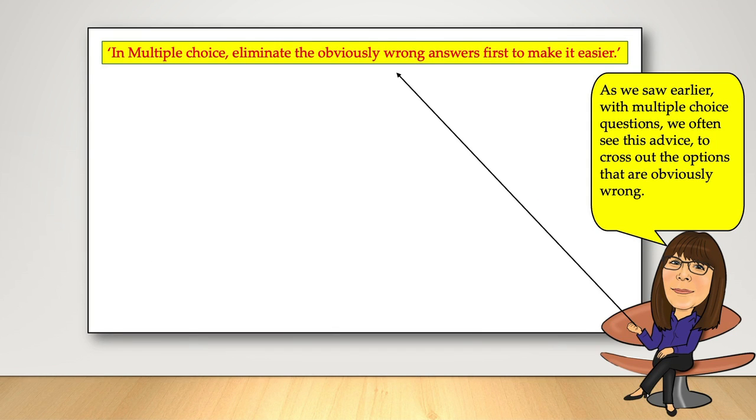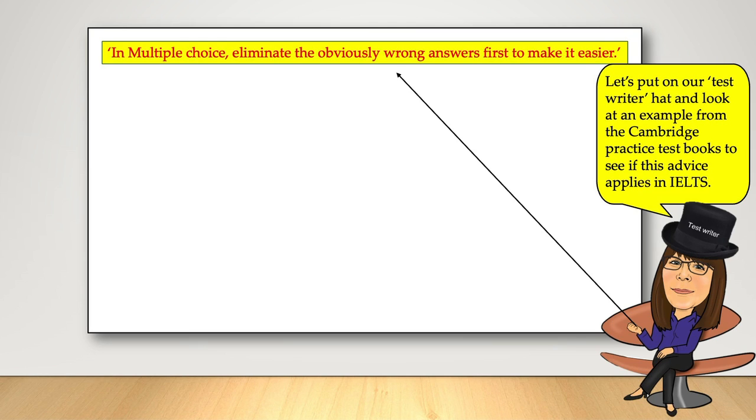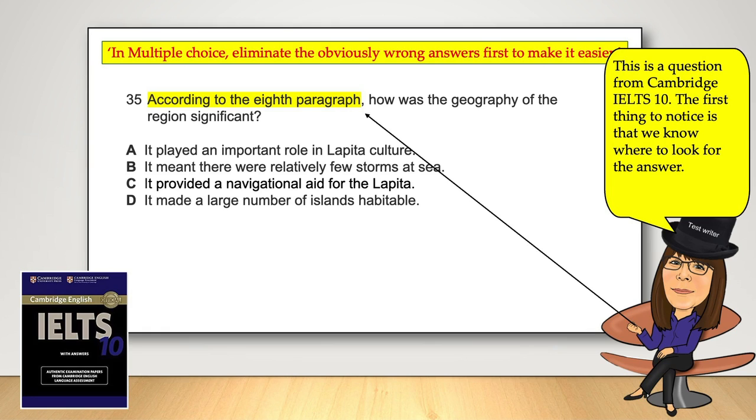As we saw earlier, with multiple choice questions, we often see this advice to cross out the options that are obviously wrong. Let's put on our test writer hat and look at an example from the Cambridge practice test books to see if this advice applies in IELTS. This is a question from Cambridge IELTS 10. The first thing to notice is that we know where to look for the answer.